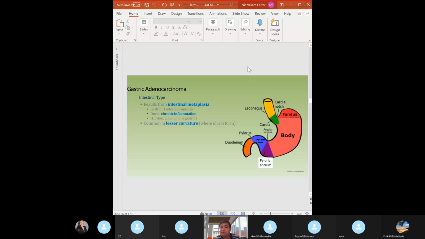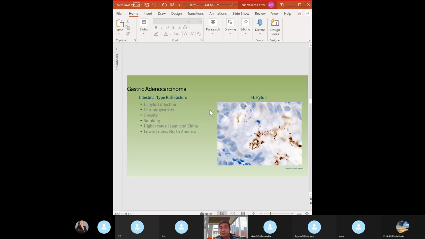So gastric adenocarcinoma, intestinal metaplasia. Why am I having metaplasia? Chronic inflammation. Why am I having chronic inflammation? Due to what? Either autoimmune gastritis, less common. What's the most common cause? H. pylori. Where anatomically can I see gastric adenocarcinoma? Lesser curvature. Other risk factors, chronic gastritis, obesity, smoking, but I want you to think H. pylori infection. First, less common autoimmune gastritis.